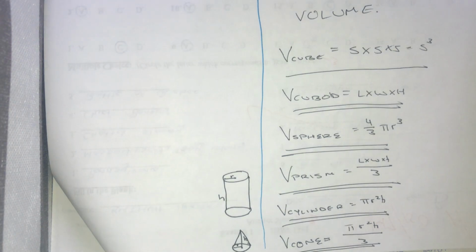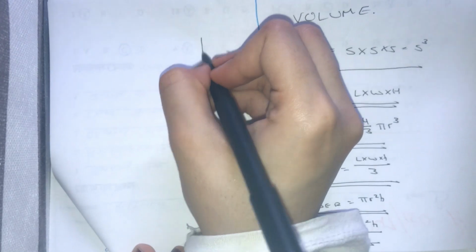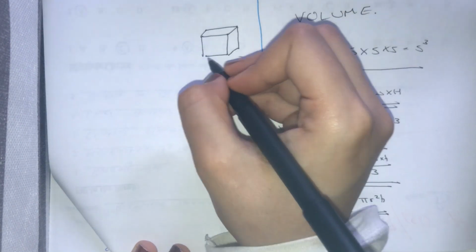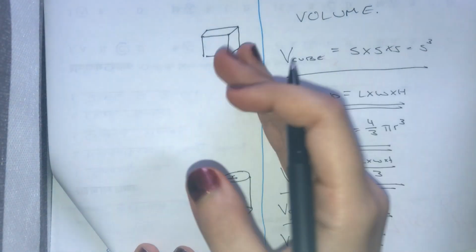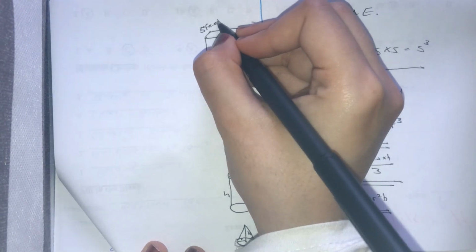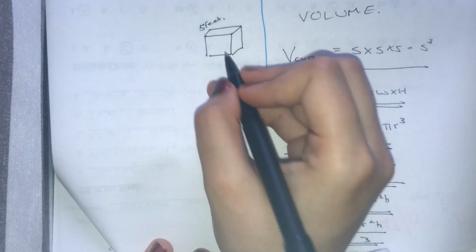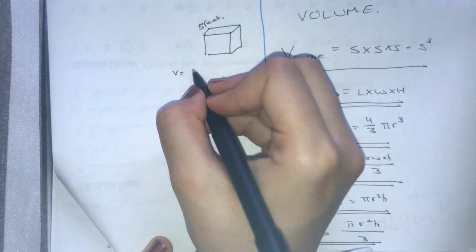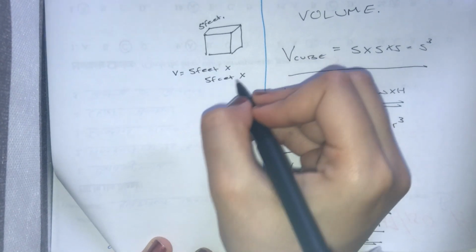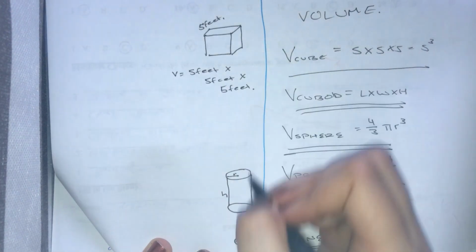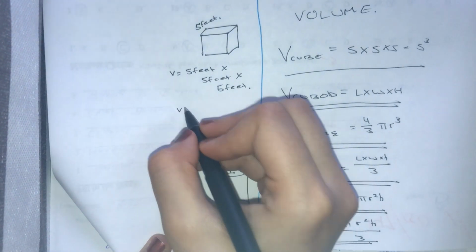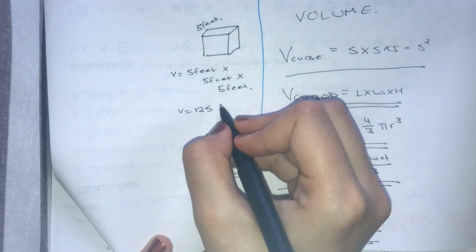Let's start with a cube. For example, you have a cube. Remember, the three sides of a cube are equal. So, with the side 5 feet, to get the volume, you multiply 5 feet times 5 feet times 5 feet. So what will you get? 5 times 5 is 25. 25 times 5 is 125. So the volume is 125 feet.